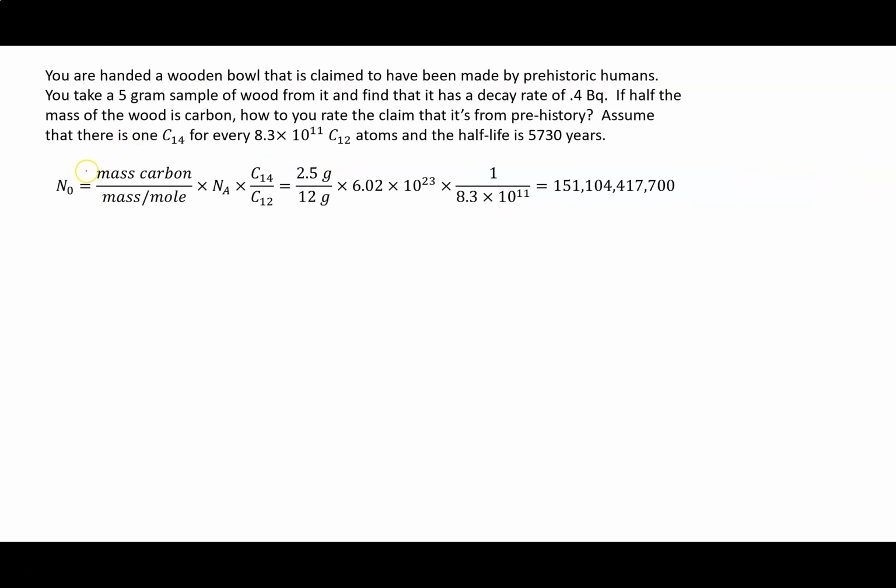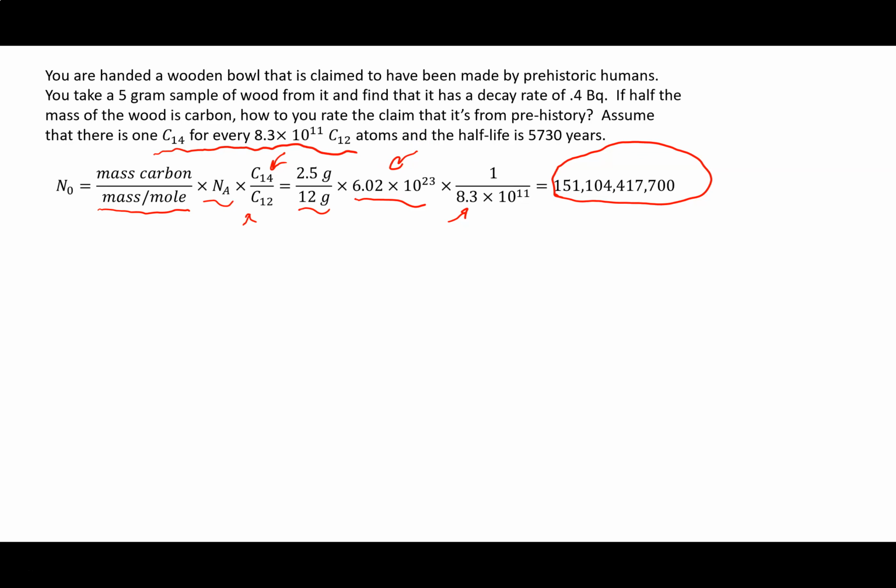It's the mass of carbon divided by the mass per mole, times Avogadro's number, which is the number of atoms per mole, and then times the number of carbon-14 atoms per carbon-12. If you grind out the numbers, the molar mass of carbon is 12. I'm saying 12 here because all of the mass is basically carbon-12. Yes, there's carbon-14 too, but it makes up barely any of the mass. And then you get this massive number, something like 151 billion. It's a huge number, but it's much smaller than the number of carbon-12 atoms anyway.